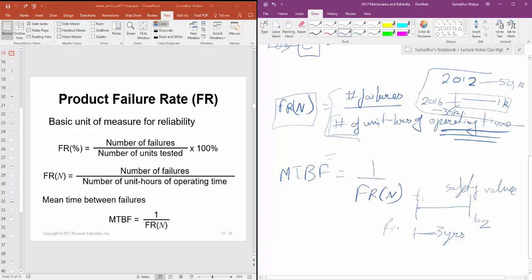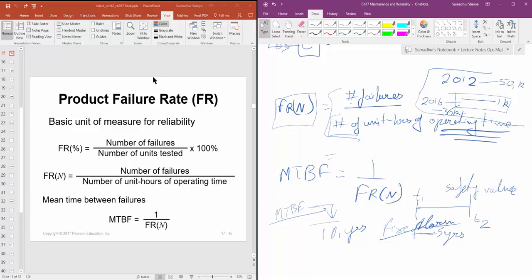For example, fire alarms on average in California are recommended to be changed every 10 years. How do they know that? Somebody should have tested the number of failures divided by the number of unit hours of operating time, and that gave them a high enough value for mean time between failures, such that they can confidently say that one fire alarm, or generally any fire alarm unit, is good for 10 years. So that is the applicability of this maintenance and reliability concept.